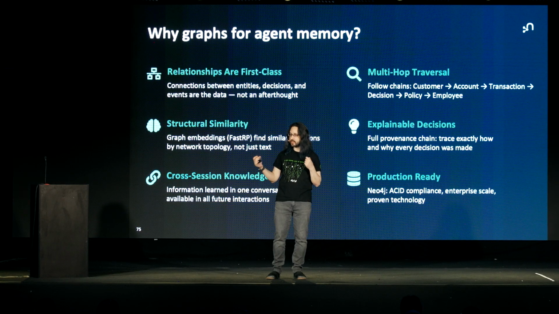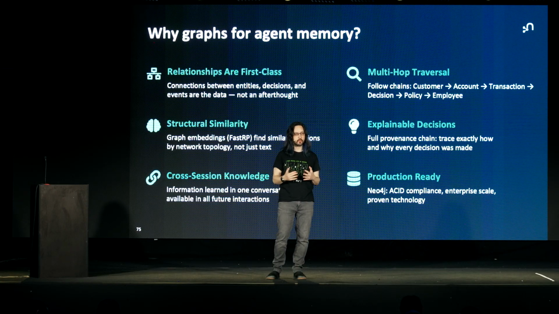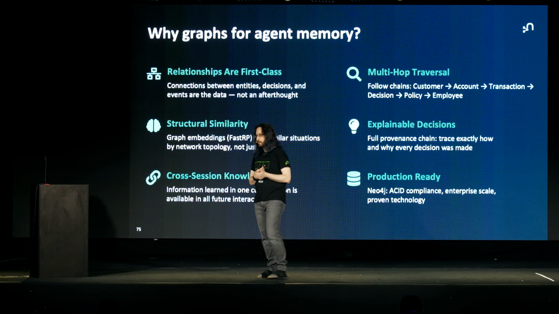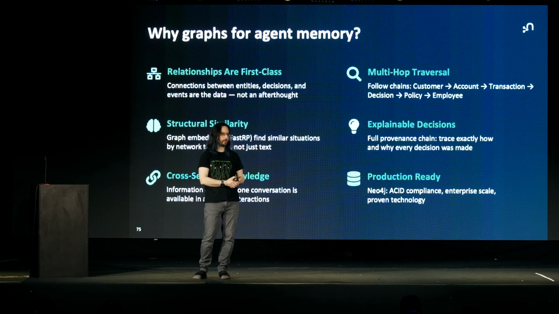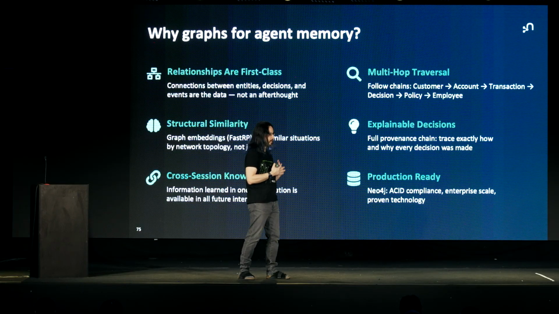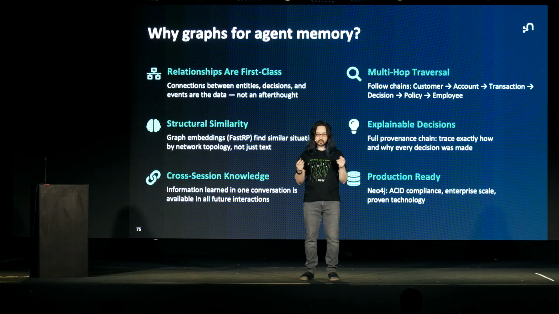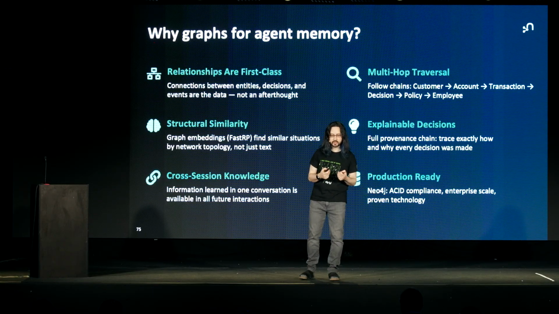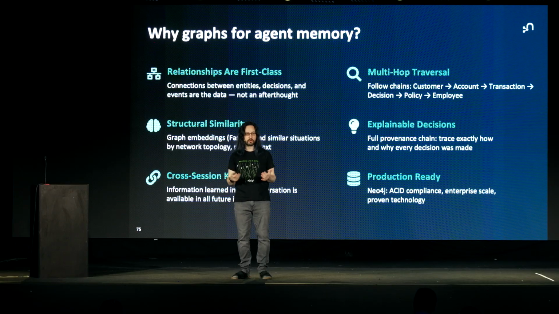It gives you this multi-hop traversal where now we can go from node to node, traveling across relationships with very high performance. If you have to traverse and pull back dozens of relationships, that would be dozens of joins in a relational table. Whereas in a graph database, it's a natural way of navigating and pulling back information. You get structural similarity by combining vector databases together with graph. You can explain the decisions. And then this gives you cross-domain knowledge and a production-ready system.